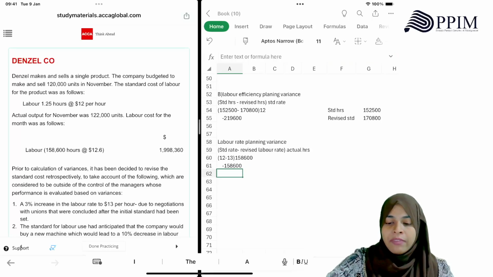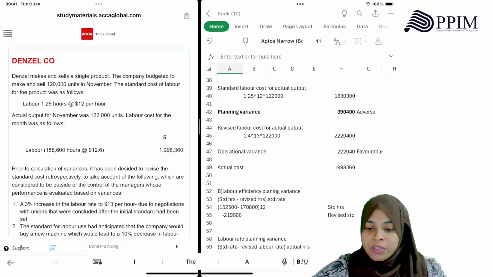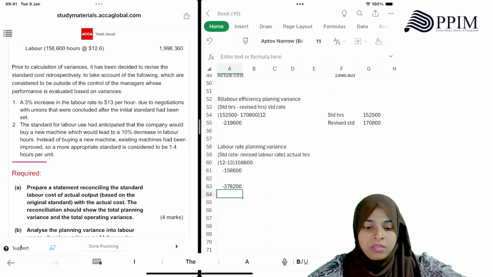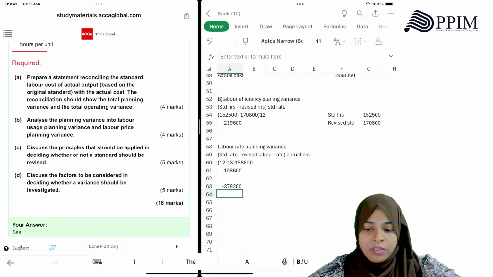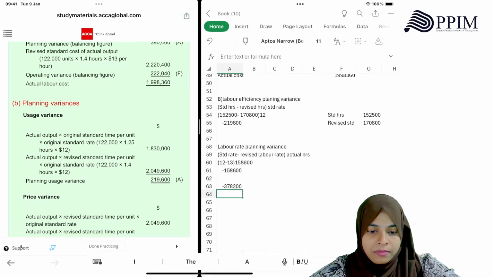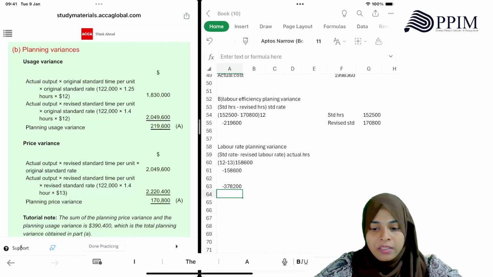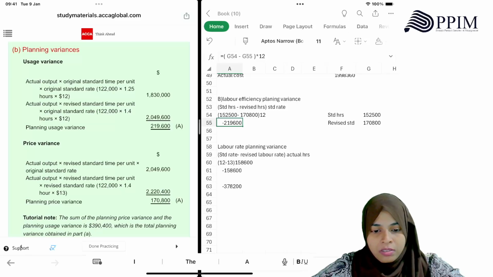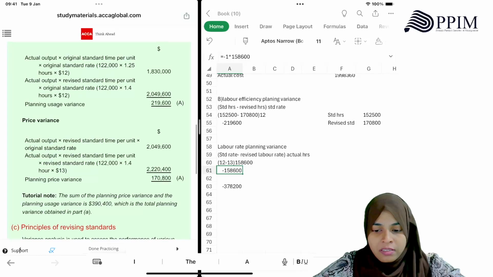Now see, we have these two, and if we add these two together, we will get our total planning variance, which we already found on top. You can double check your answer. Oh no, it's different. Shouldn't we take the revised hour? No, actually, no. That's it. Correct, no? Planning usage. Don't look at their formula, it's confusing. This is wrong. Oh, revised rate.